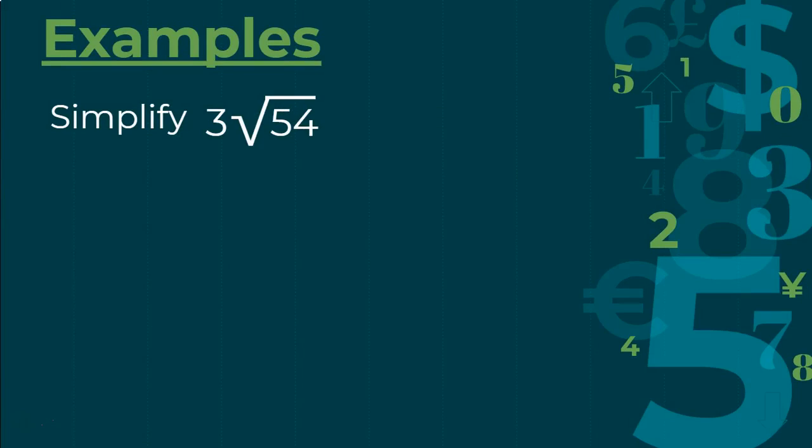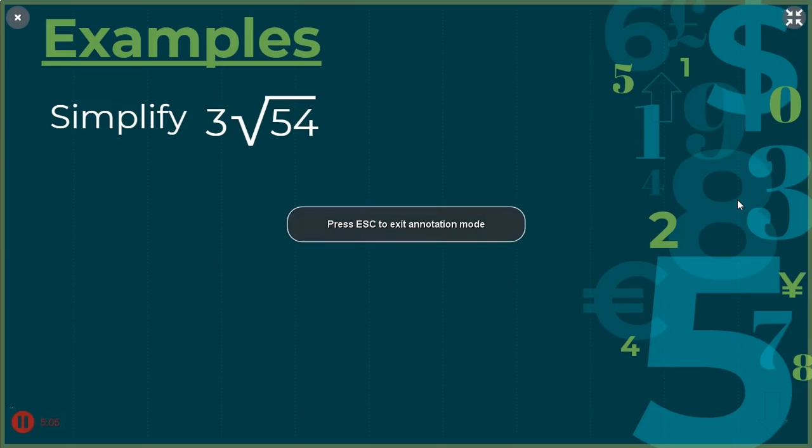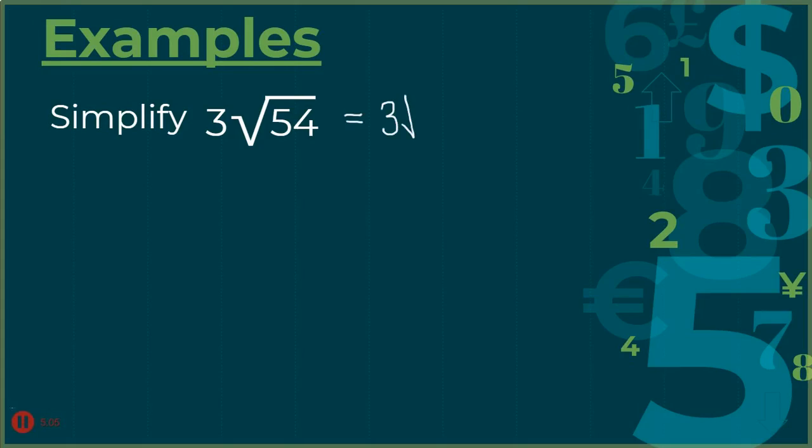Now, if you notice on this one, we have 3 square roots of 54. There's a 3 in front. So the only difference is that when we write this, there's already a 3 on the outside. So that 3 has to stay. And we're going to create a factor tree for 54. So I could do 2, because 54 is even, and 27.